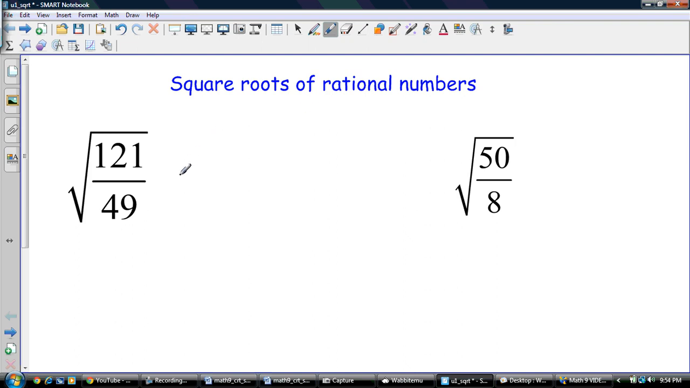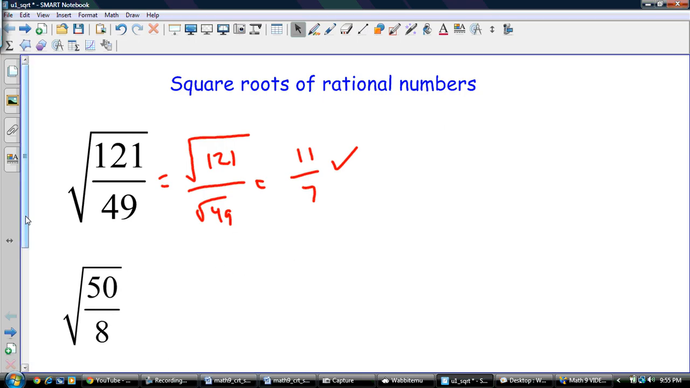So you look at this. You've got a perfect square here, 121, and a perfect square here, 49. If that's the case, we're really lucky. What we can do is just take the square root of 121 and the square root of 49. The square root of 121, of course, is 11, and the square root of 49 is 7. So that means the square root of 121 over 49 is 11 over 7. Done deal.